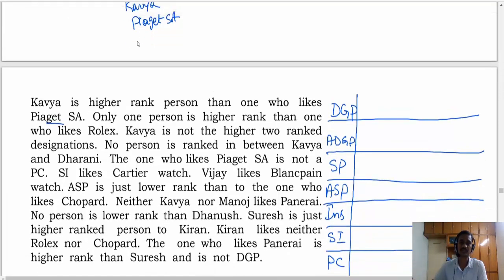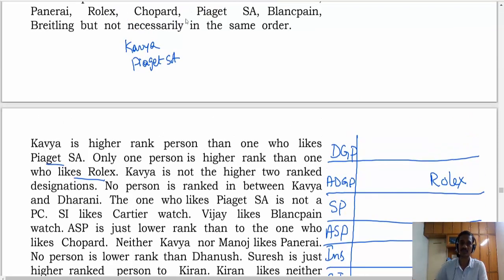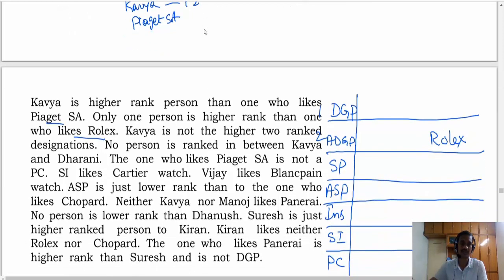Only one person is higher rank than the one who likes Rolex. Rolex, since only one is above, must be ADGP. And DGP is here. Kavya is not in the higher two ranks. If we number 1, 2, 3, 4, Kavya cannot be 1 and Kavya cannot be 2, not the higher two rank designations.